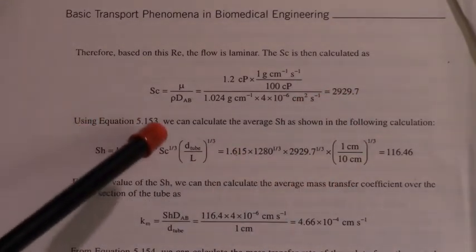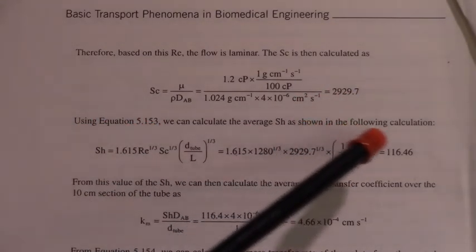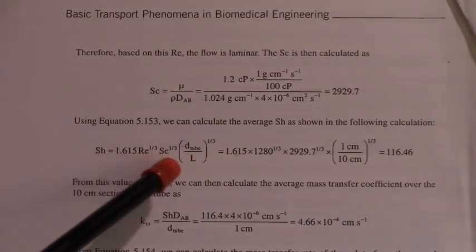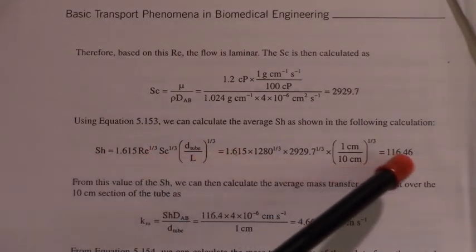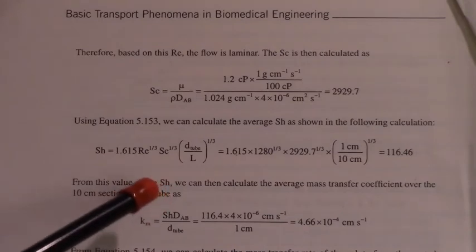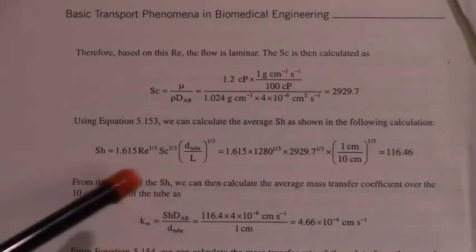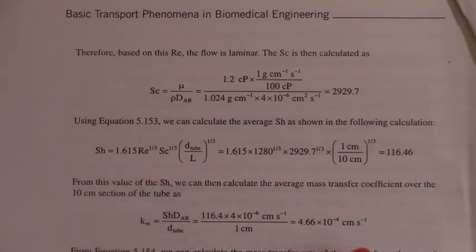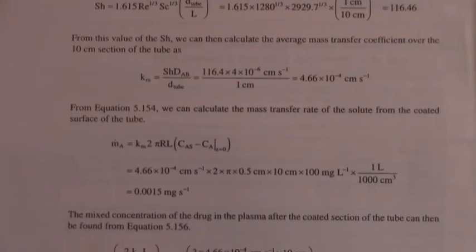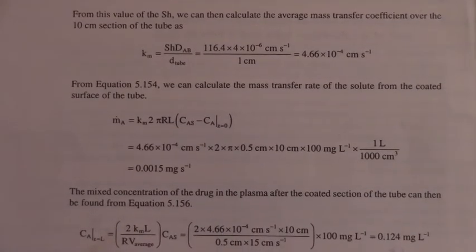And then using equation 5.153, we calculate the average Sherwood number. So we pop in those Reynolds and Schmidt numbers, crank it all out. We get a Sherwood number of 116. And then from the Sherwood number and its definition, we can calculate the average mass transfer coefficient, as shown right there. So we have our average mass transfer coefficient.